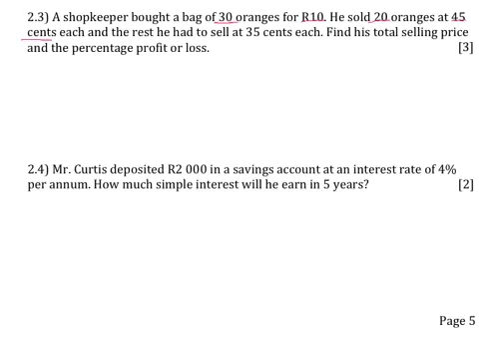Quantity is quite important here, so just pay attention to what units we're dealing with. And he had to sell the rest. That's obviously 10, so just remember that. He had to sell at 35 cents each. Then it wants us to find this total selling price, so that's obviously a key term, and the percentage profit or loss. So this is clearly a percentage question, and it's to do with profit, so percentage profit.